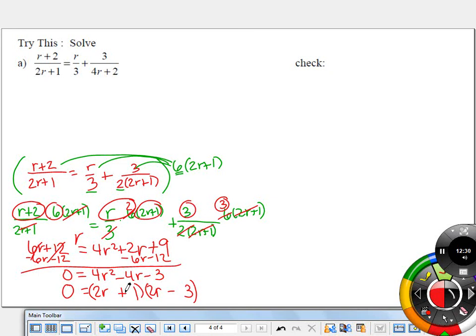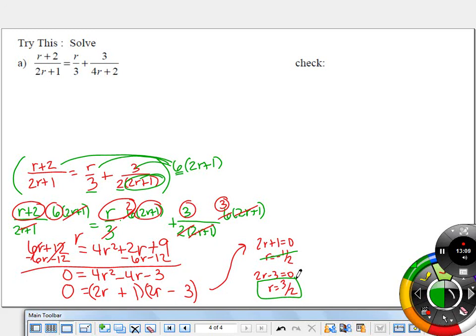Okay, so that works. Setting each of those equal to 0 to get my solution, 2r plus 1 set equal to 0 gives me r equals negative 1/2. And 2r minus 3 set equal to 0 gives me r equals 3/2. All right, so I have those solutions. Are any ones I'm going to be wary of right away? When I look back, I can see the denominator of 2r plus 1. So if r was negative 1/2, that would make that equal to 0. So I'm going to eliminate that solution and know that just 3/2 is the solution.